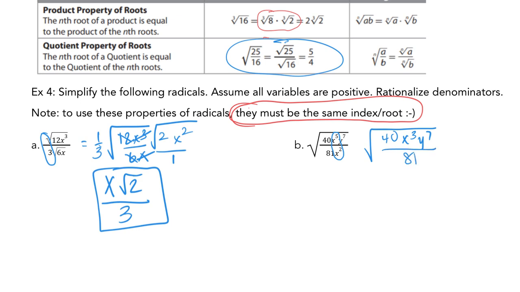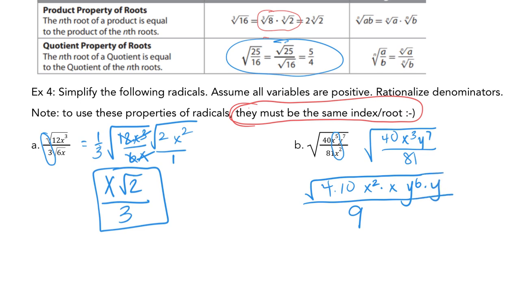Okay, now this is a square root, and I know that the square root of 81 is 9. And so lucky for us, we can split this apart. I can call this just 9 on the bottom. And then on the top, I need to break apart squares. So I know that 40 is 4 times 10, where 4 is a perfect square. X cubed I can write as x squared times x, and y to the 7, I'm going to write as y to the 6 times y.